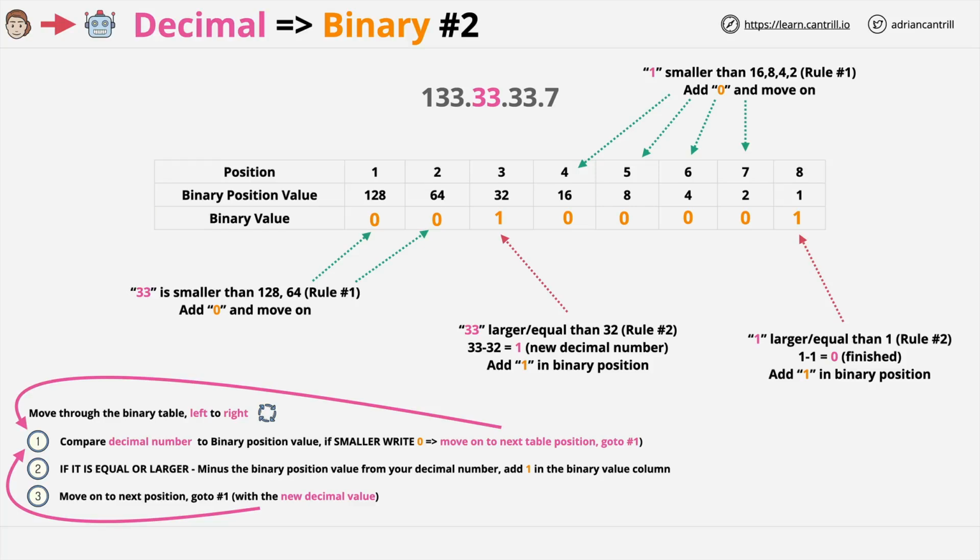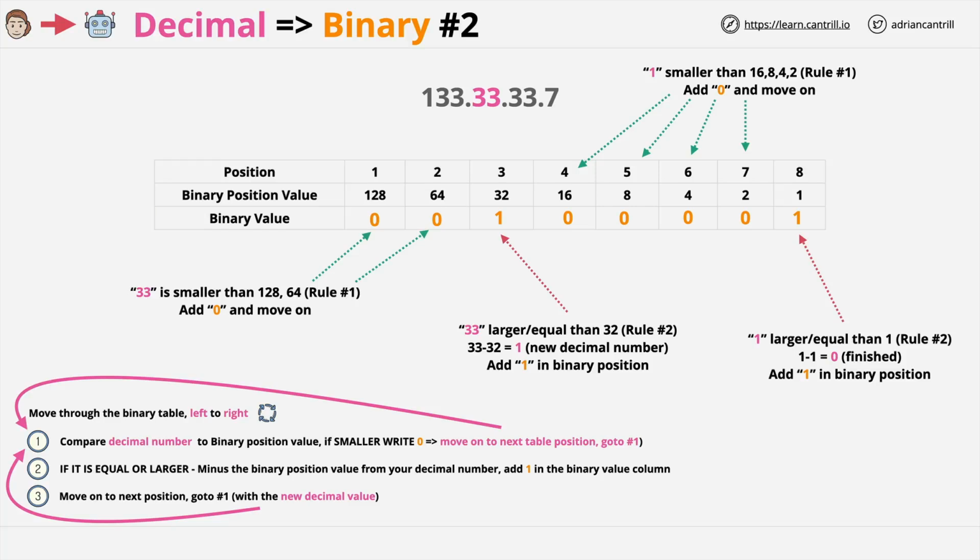Okay, so I hope that was pretty easy for you, and what you should have for the last decimal value of 7 is a binary value of 00000111. If you did, awesome. That means you've completed it successfully. If not, don't worry, just watch the first parts of this video again and repeat the process.